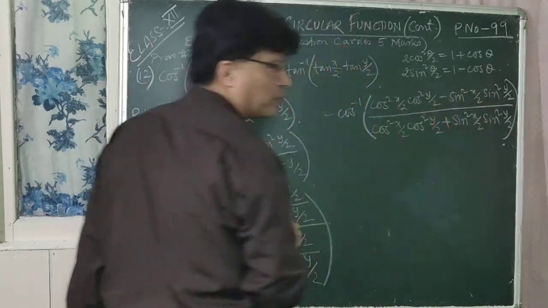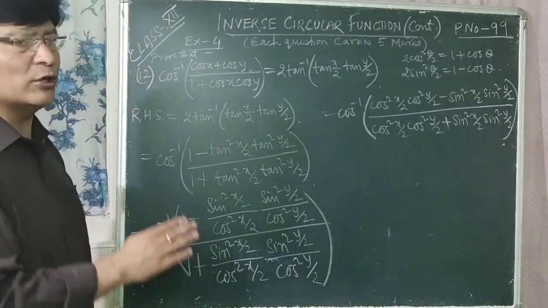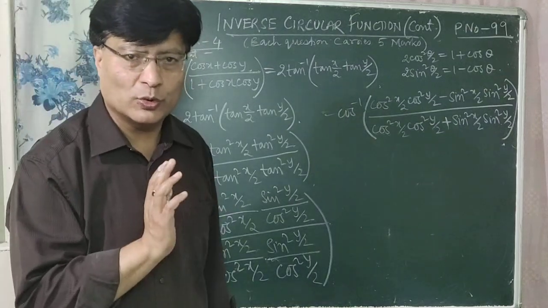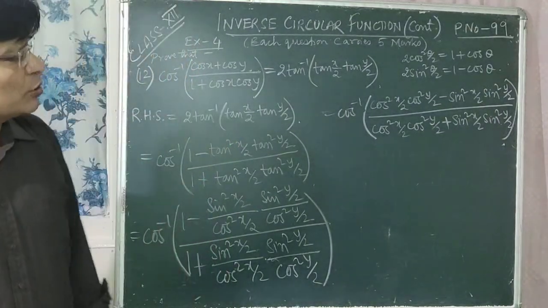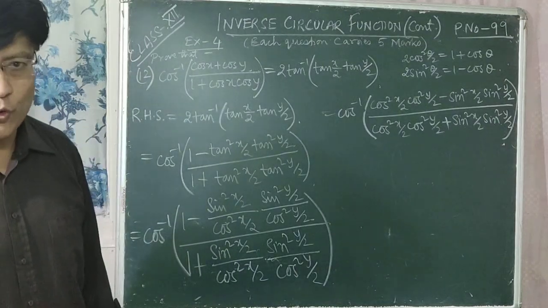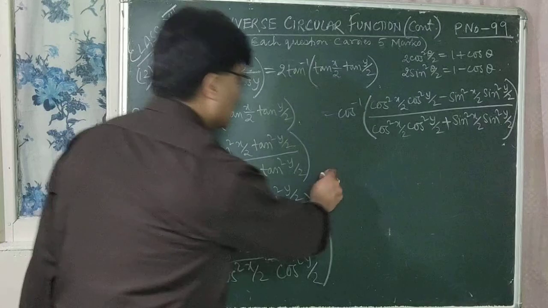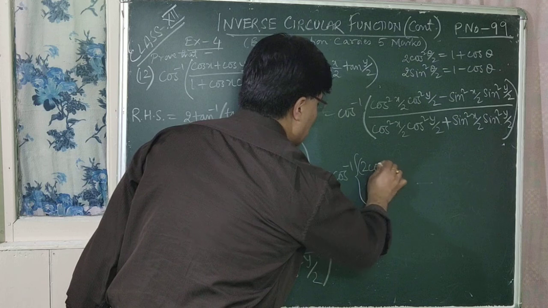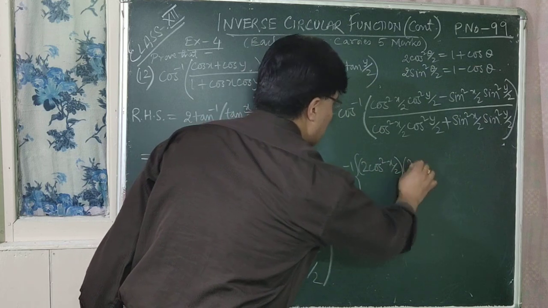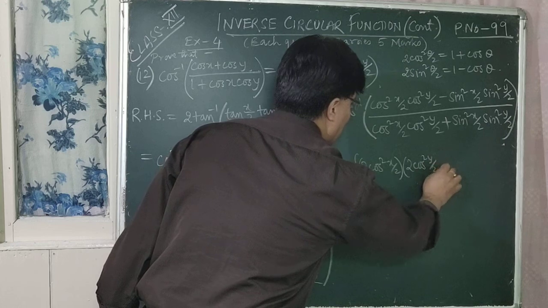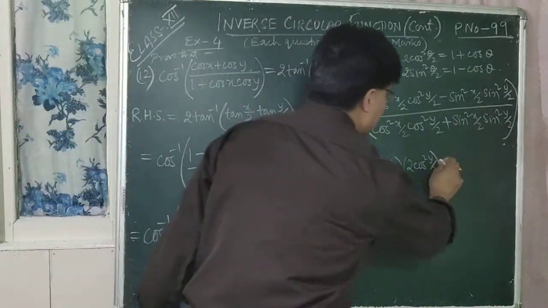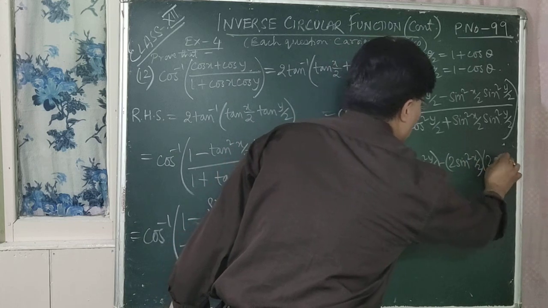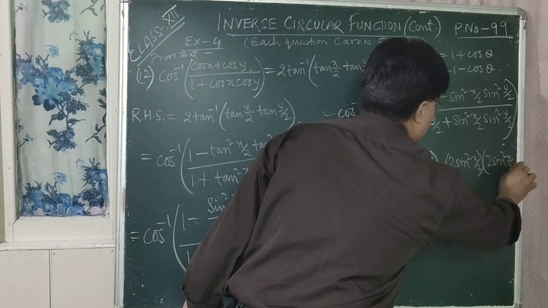That is 2, 2. So if you multiply the numerator by 4, you should multiply the denominator also by 4. That means 2 into 2. Okay? So we are multiplying both numerator and the denominator by 4. That is 2 into 2. Okay? So is equal to cos inverse. Now within second bracket, it is 2 cos square x by 2 into 2 cos square y by 2. Right? Then minus, this is 2 sine square x by 2, 2 sine square y by 2.